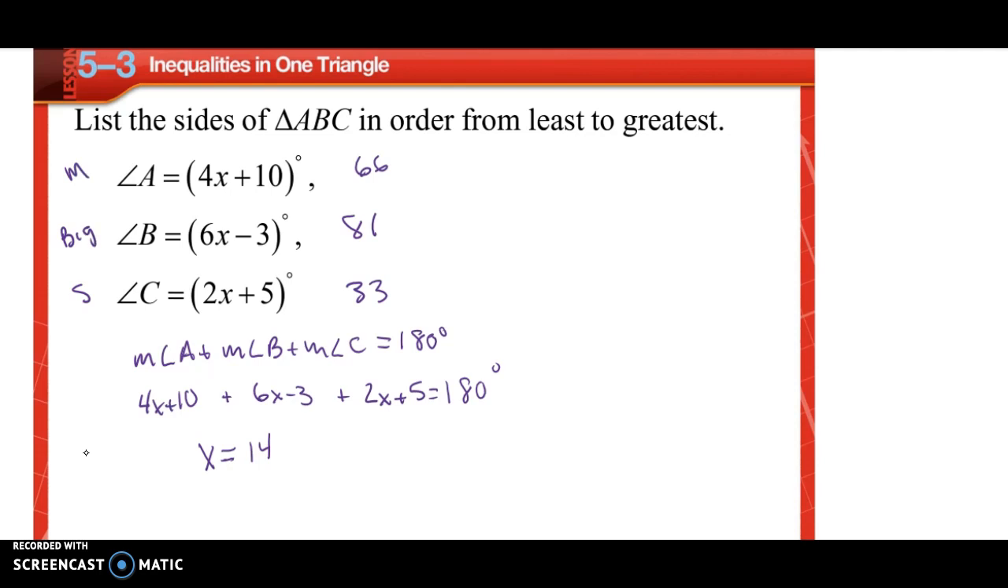So the smallest angle, we're going from least to greatest again. Angle C is across from side AB. Remember, you're using the other letters. The medium angle is angle A, which is across from BC. And then angle B is the biggest, so that's across from side AC. Okay, so that would be the sides in order from least to greatest.